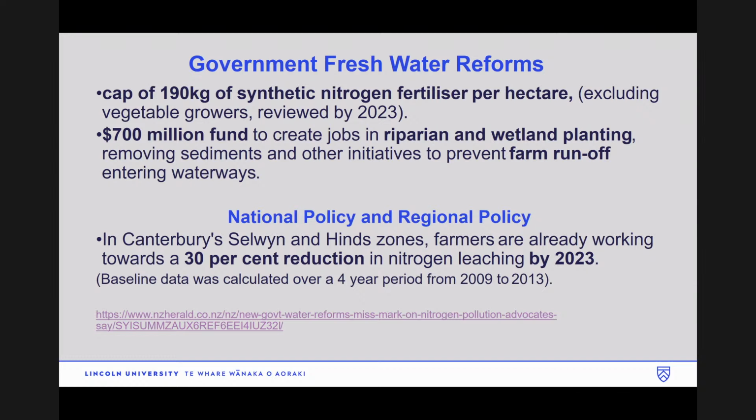So that's like the nationwide soil policy. Then that has to work together with your regional policies. So here in Canterbury, we will have to reduce our nitrogen leaching by 30% by 2023. So it is a bit of a challenge, but we're definitely on track to actually do that.